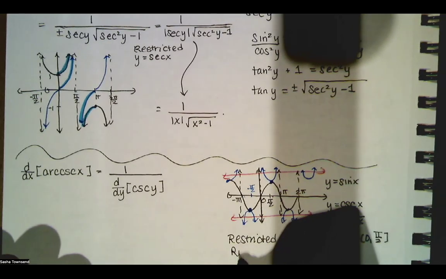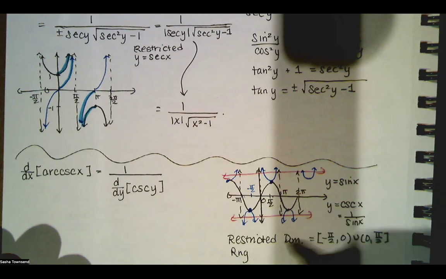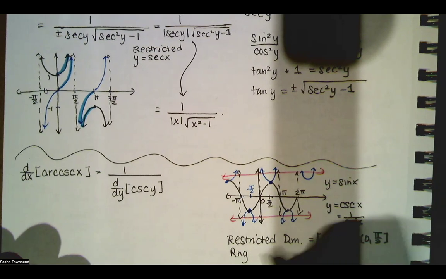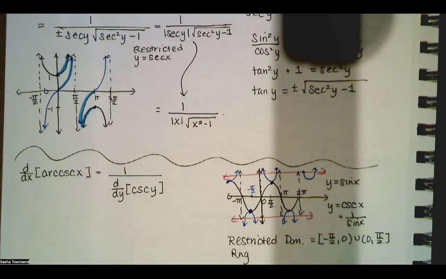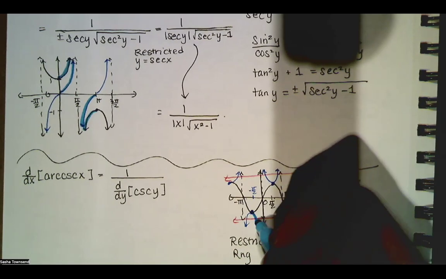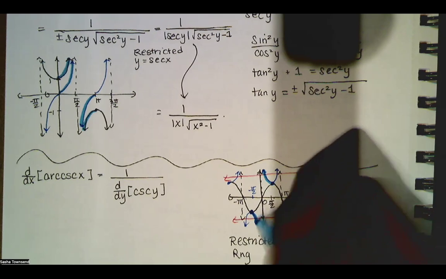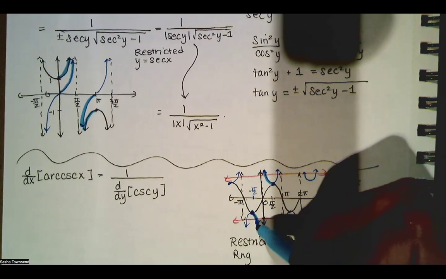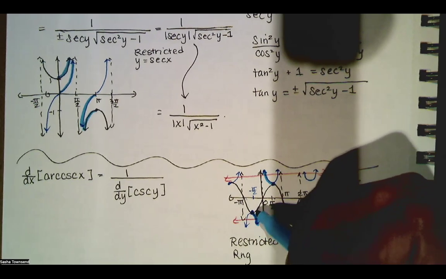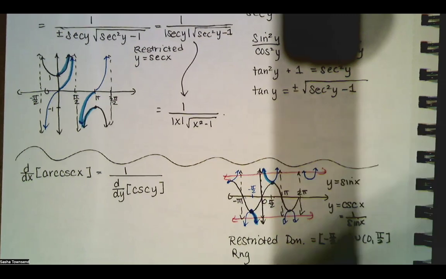And the range of the cosecant graph for the restriction that we're interested in, well, it's negative infinity all the way to negative 1. And then we skip all the y values between negative 1 and 1, and then we go from 1 to infinity.